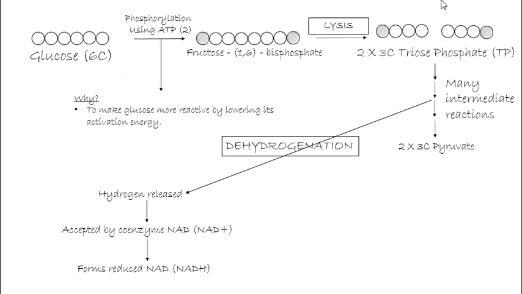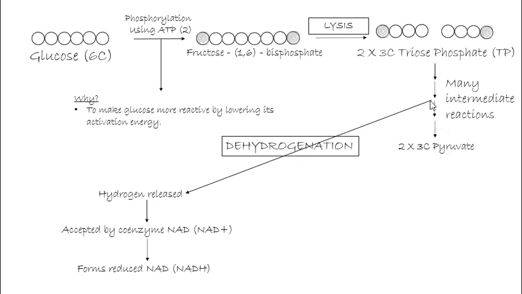After lysis has occurred and triose phosphate molecules have been formed, these triose phosphate or TP molecules in short undergo a series of many intermediate reactions during which intermediate compounds are formed, and ultimately the final compound, which is pyruvate, is formed. So from two 3-carbon TP molecules, we get two 3-carbon pyruvate molecules after a series of intermediate reactions.